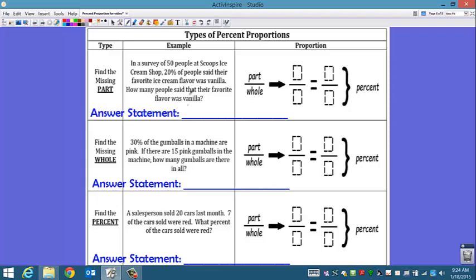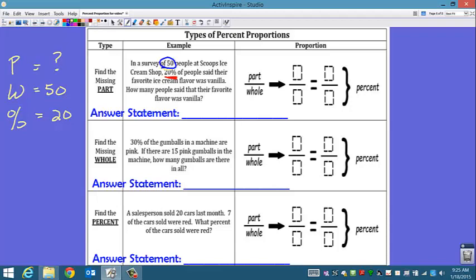Okay, just because it's a word problem doesn't mean that any of our steps change. They're going to stay the same. So do your first step. The first step is to identify what you're solving for. So part, whole, percent. Let's go through and see what we know. In a survey of 50 people. That of is our clue word, that is our whole. So our whole is going to be 50. 20%, that's our percent number. So our percent is 20. That means we're trying to identify what the part is. How many people said their favorite flavor was vanilla? That's the part, the number of people who liked vanilla.